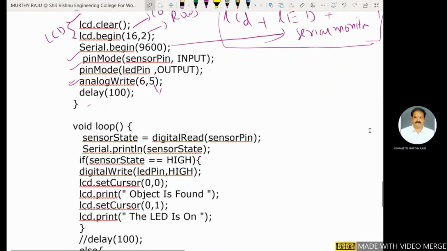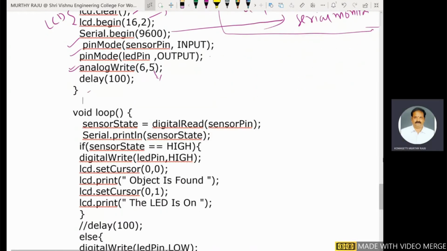Next one, in the void loop, action criteria. Initially the sensor state is 0. This is the area where infrared radiations are not recognized. Sensor state equals digital read sensor pin. Why? Because the sensor pin is connected to one of the digital pins of the Arduino board. That is the reason we use digital read sensor pin.